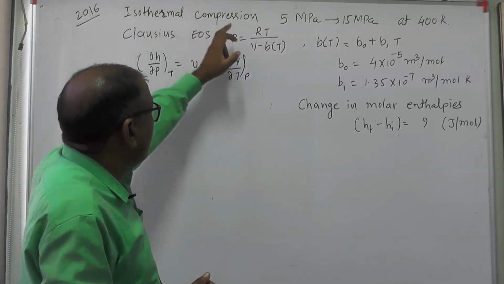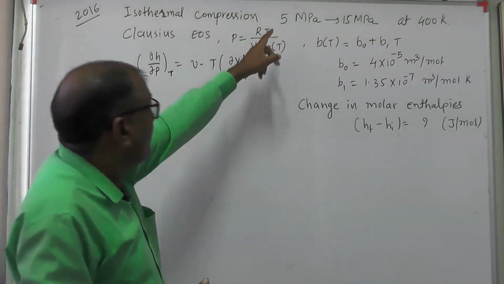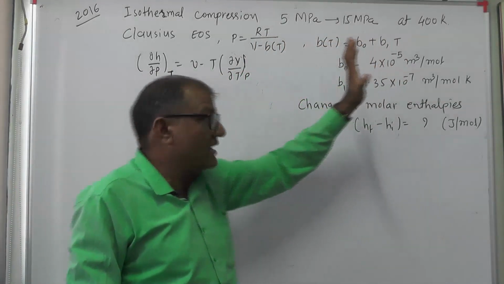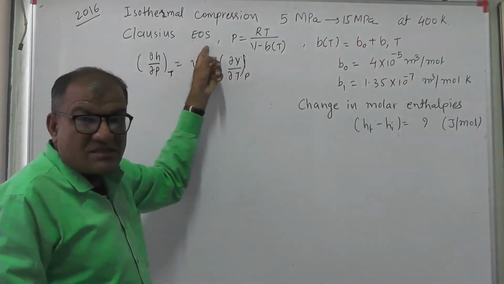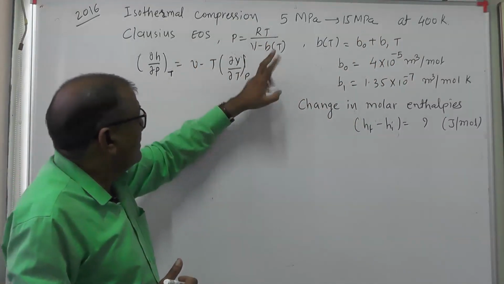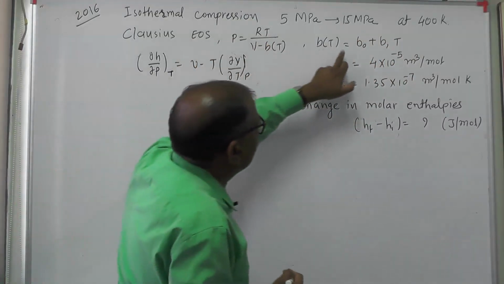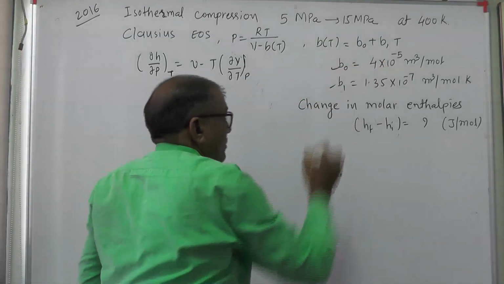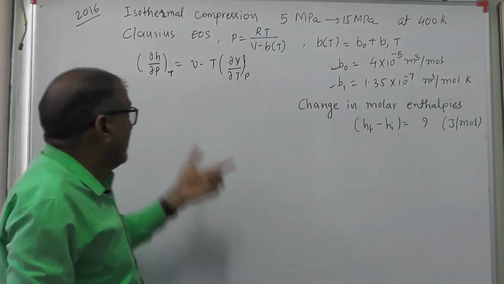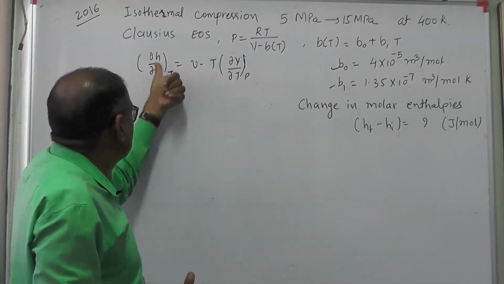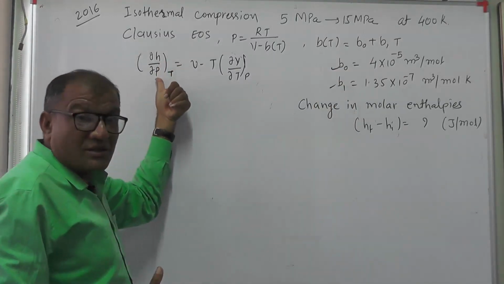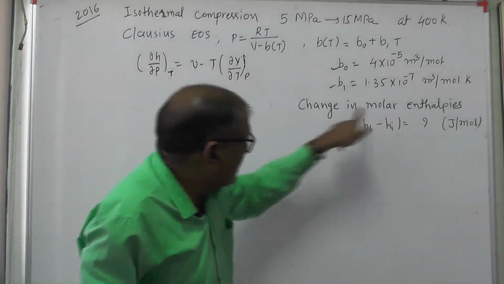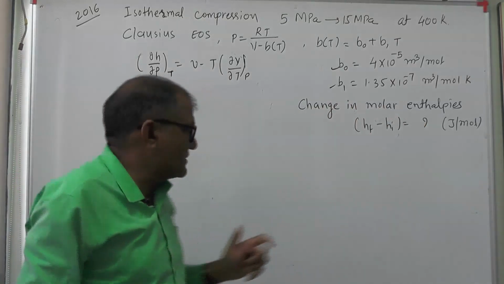It is given that isothermal compression from 5 megapascal to 15 megapascal at 400 Kelvin, and the Clausius equation of state is given, where Bt is a function of temperature, and the values of B0 and B1 are given. One more relation is given, enthalpy as a function of pressure at constant temperature, and we need to calculate the change in molar enthalpies.